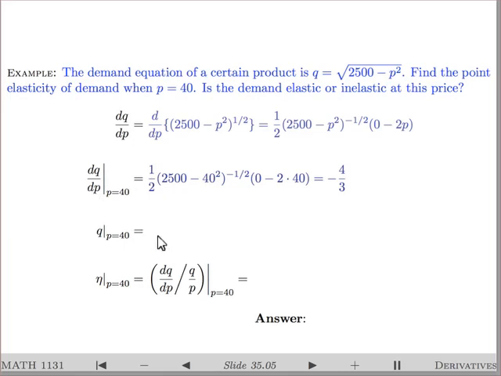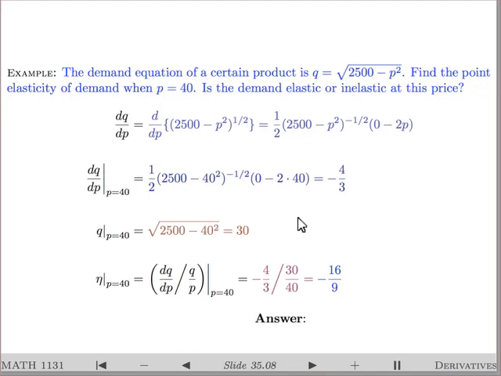Because to calculate eta, I also need to know the value of Q. So we take the demand equation, plug in 40 for P and calculate the demand, whatever the units are. The units don't matter for eta because dQ and Q have the same units, P and dP have the same units, so all the units will cancel. Now we plug in all these numbers, negative 4/3 for the derivative dQ over dP, 40 for P, 30 for Q into our formula for eta and calculate what it is. It comes out to be negative 16 over 9.